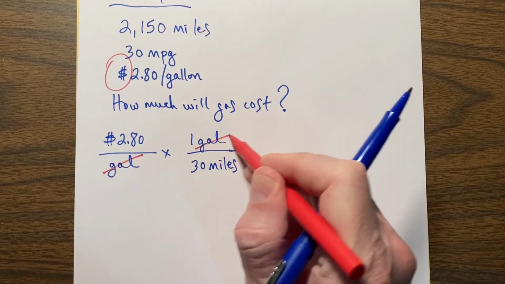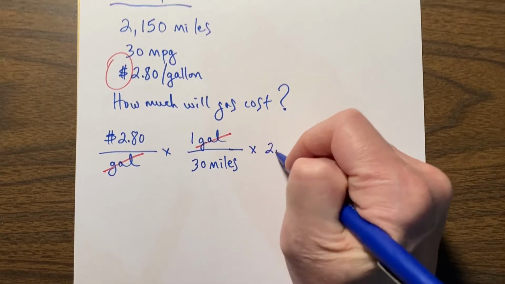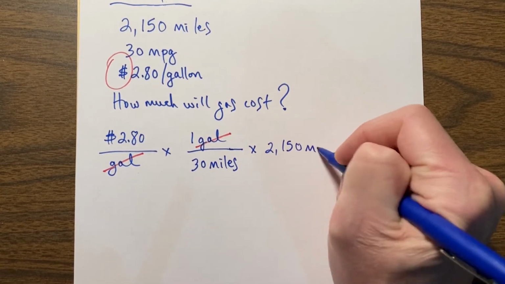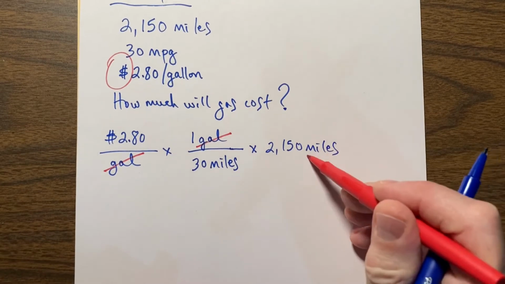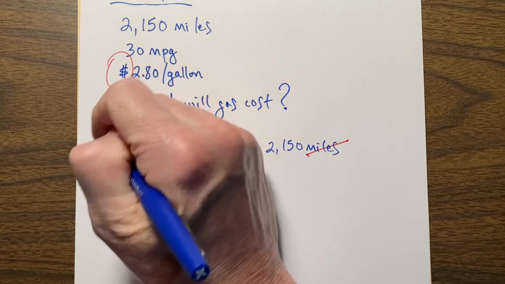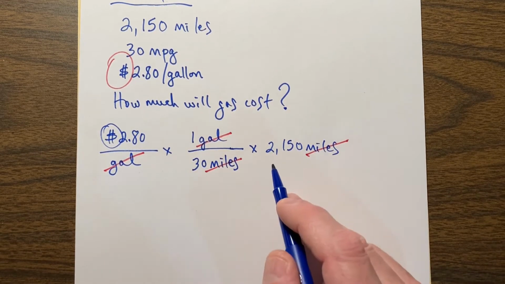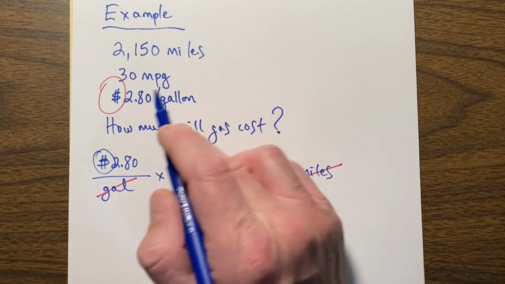So gallons cancels, and then the trip is going to be 2,150 miles. So that is in the numerator, that's in the denominator, they cancel. My unit of dollars is where I want it to be, so you would spend $2.80 times 2,150 divided by 30. You'd spend about, our answer should be, let's see, that's 3 sig figs.